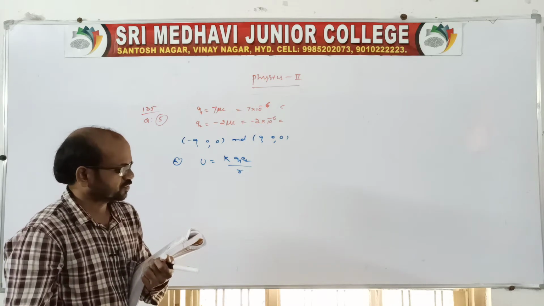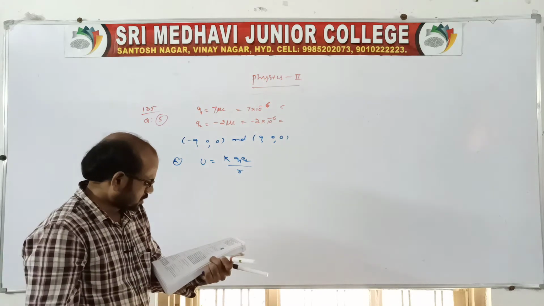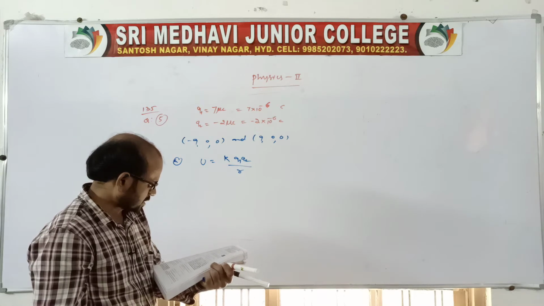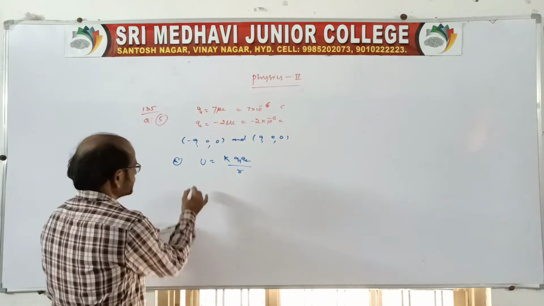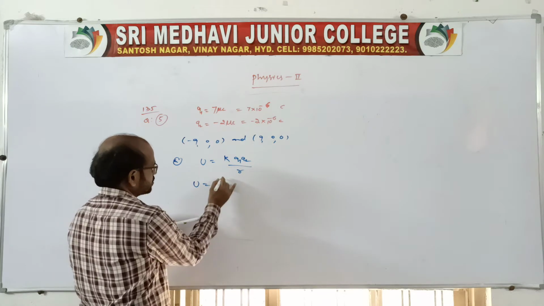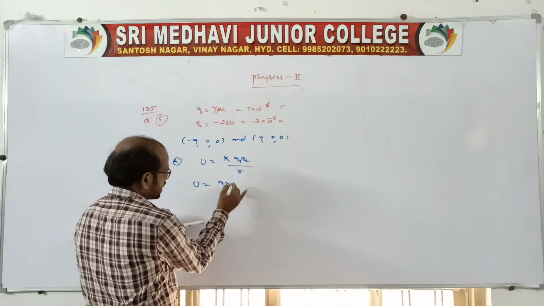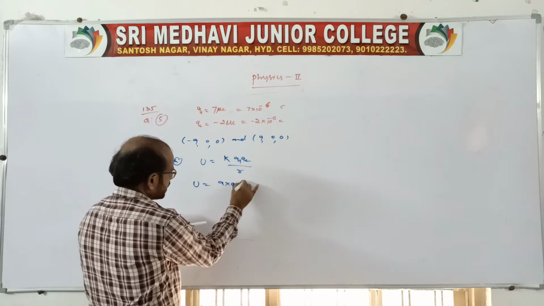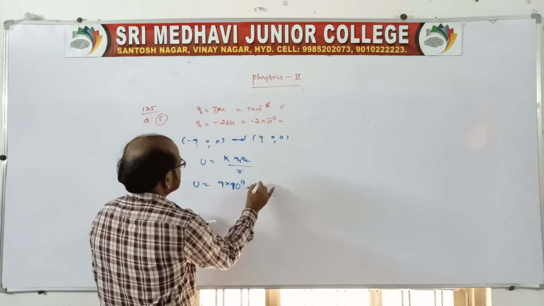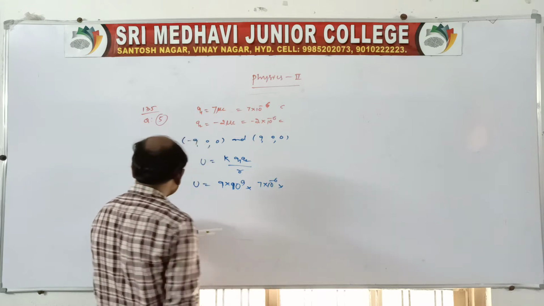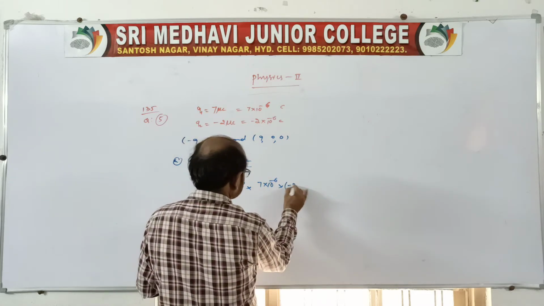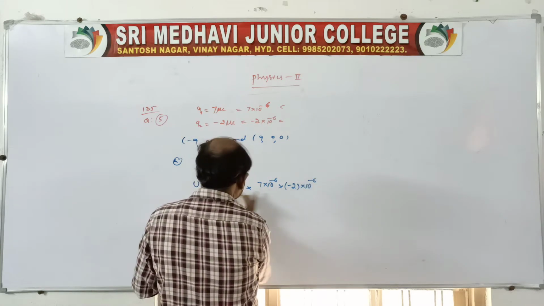This is given as Q1, Q2 is R. So there is a distance between the two charges, which is given. So you write here work done, that is energy, is equal to K, in the sense 9 into 10 power 9, into Q1 will be 7 into 10 power minus 6, Q2 will be minus 2 because this is a negative charge, minus 2 into 10 power minus 6, by R.